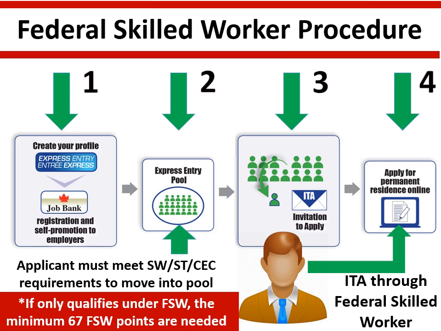And in this case, we're looking at the Federal Skilled Worker program, so the person, if he or she qualifies for the Federal Skilled Worker program, meets all the CRS points, exceeds the cutoff, then they would apply for permanent residency because they would have that invitation to apply.